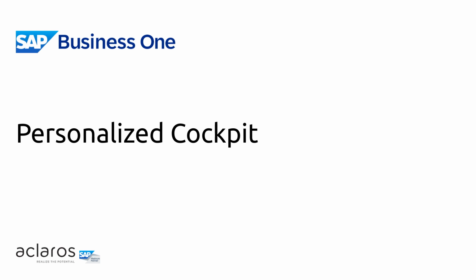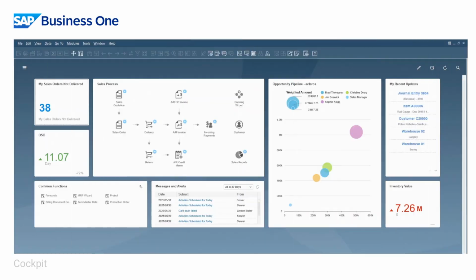Let's take a look at how each user can work from a personalized cockpit tailored to their role. Each user can work from their cockpit with widgets specific for their tasks. Each widget provides unique functions. KPI widgets let users set and track performance targets for individuals, departments, or the entire company. The widget changes color to quickly show if performance is on track or off target.